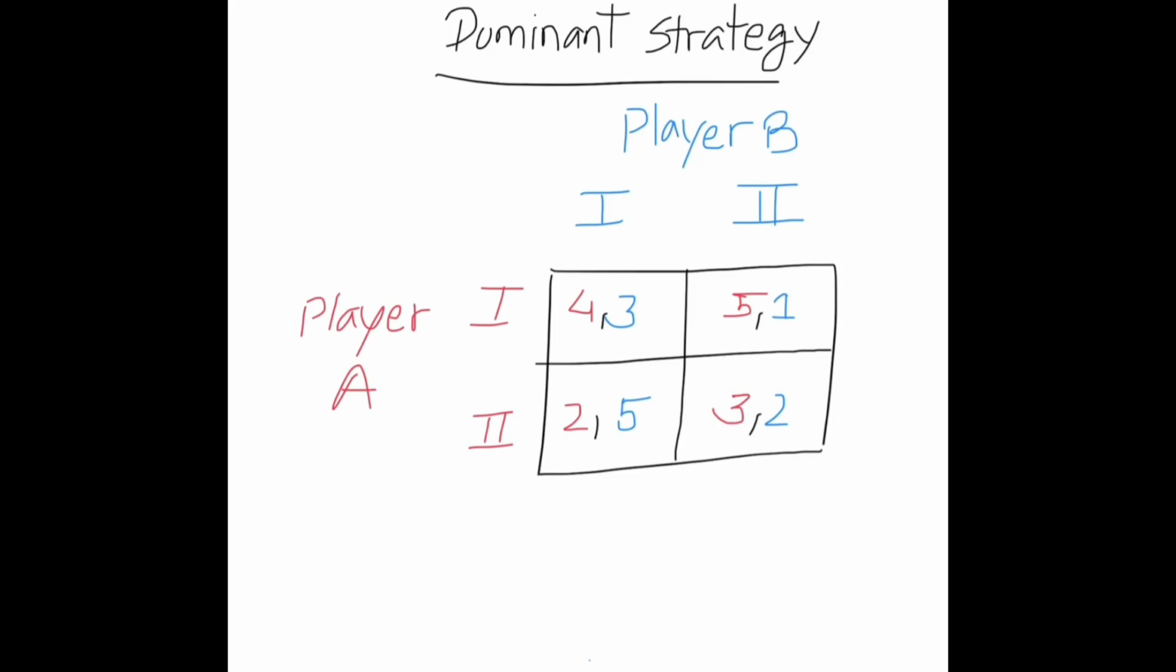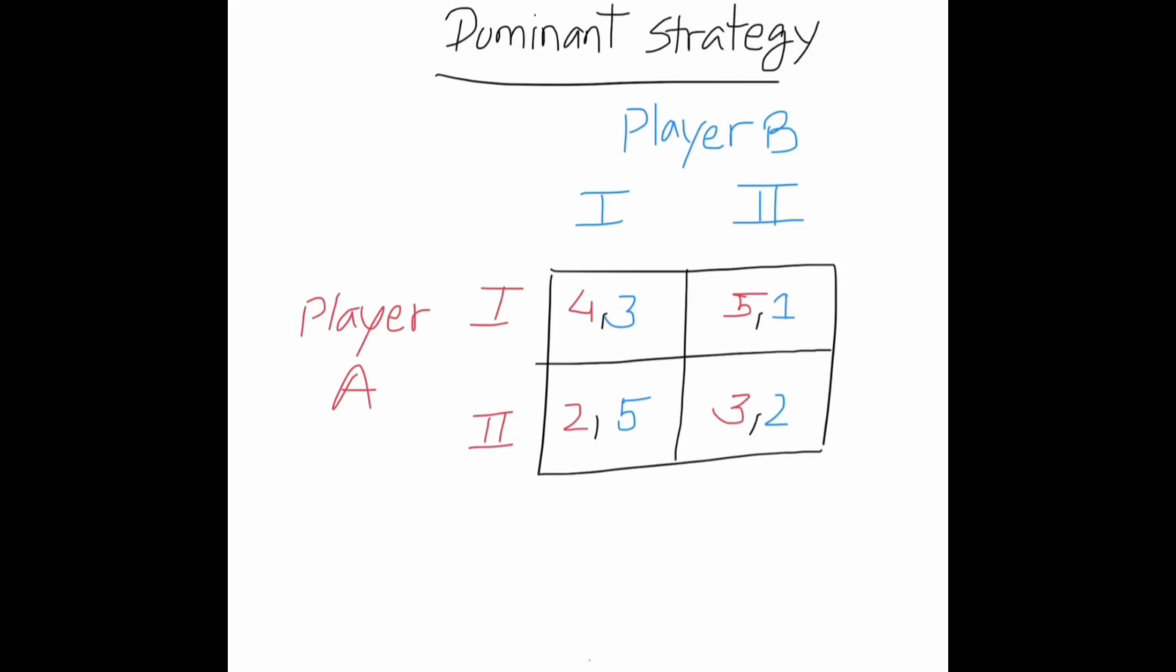So what is a dominant strategy? A dominant strategy for any player is that strategy which gives him the maximum payoff regardless of any strategies adopted by his rival. So in this particular payoff matrix, suppose player A has a dominant strategy. Then player A will always stick to that particular strategy regardless of the strategy adopted by player B.